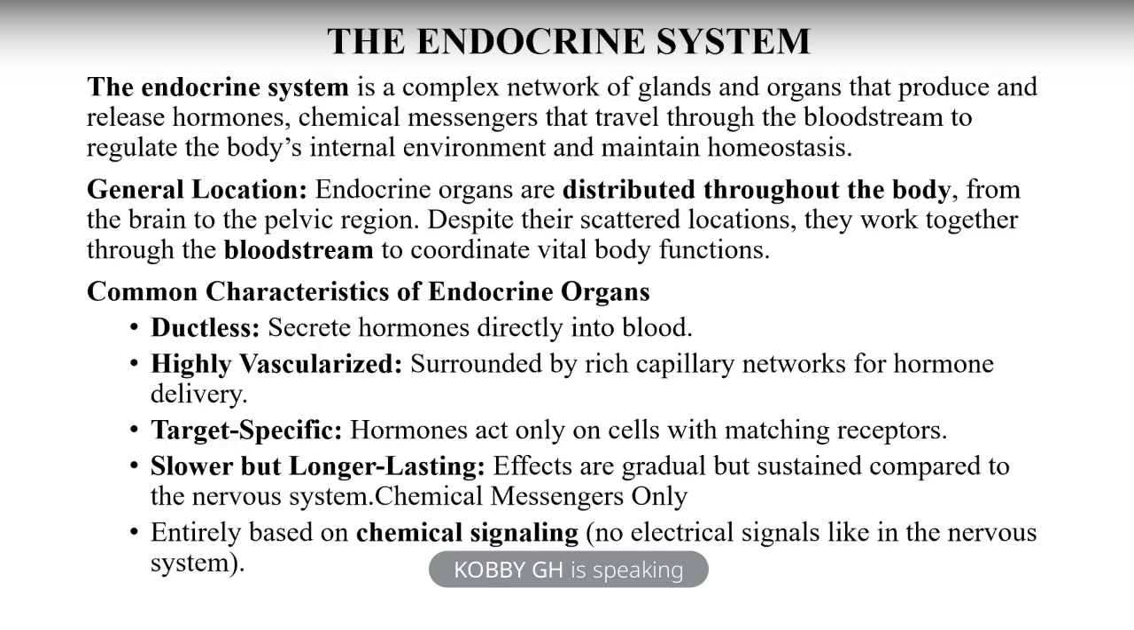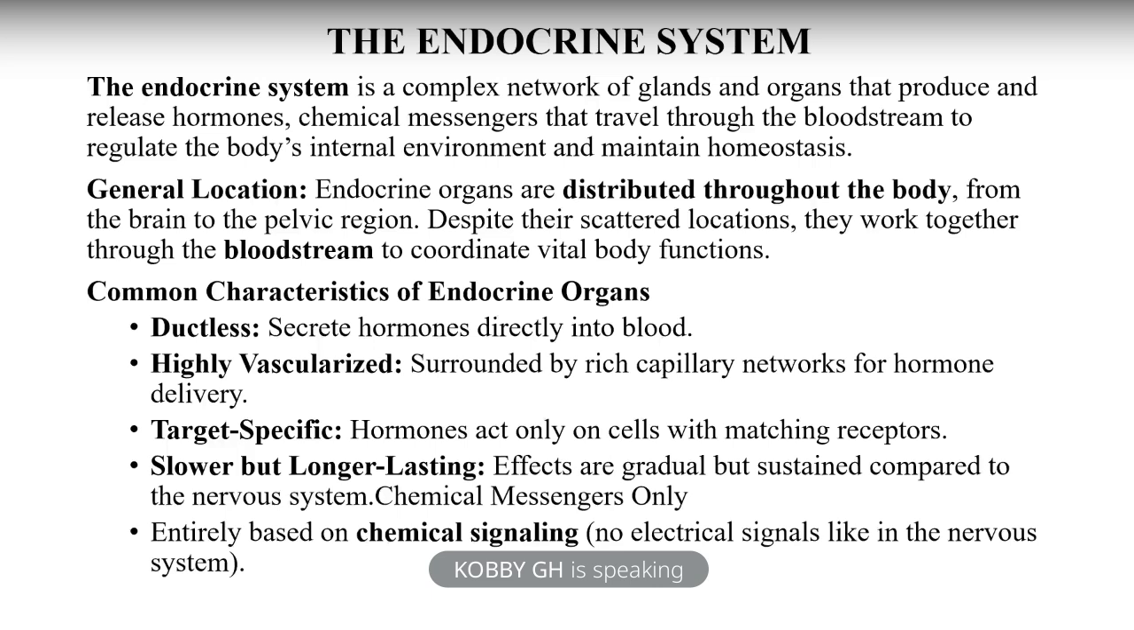chemical messengers. Okay, and these hormones travel through the bloodstream to go and supply internal body organs. So practically the endocrine system is made up of glands, and we call them endocrine glands. These glands are going to produce and release hormones that will go and supply other various parts of the body for certain body activities to take place.